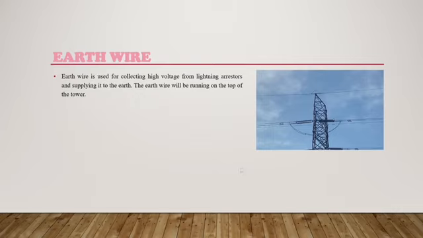Earth wire is used for collecting high voltage from lightning arrestor and supplying it to the earth. The earth wire will be running on the top of the tower. From right here on this picture, this is the earth cable.